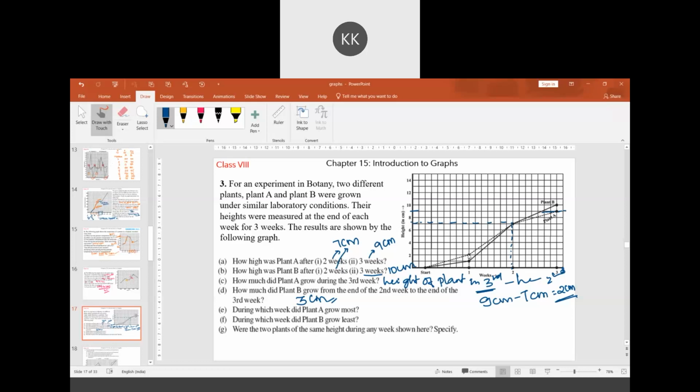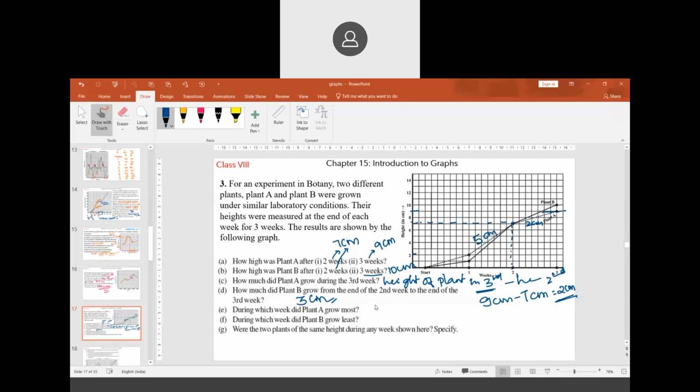The increase of the plant from first to second week is highest. Here there is 2 centimeters. Here it is 7 centimeters. 7 minus 2 is 5 centimeters. So there is a 5 centimeter increase. From here to here, only a 2 centimeter increase. So the maximum is found here.